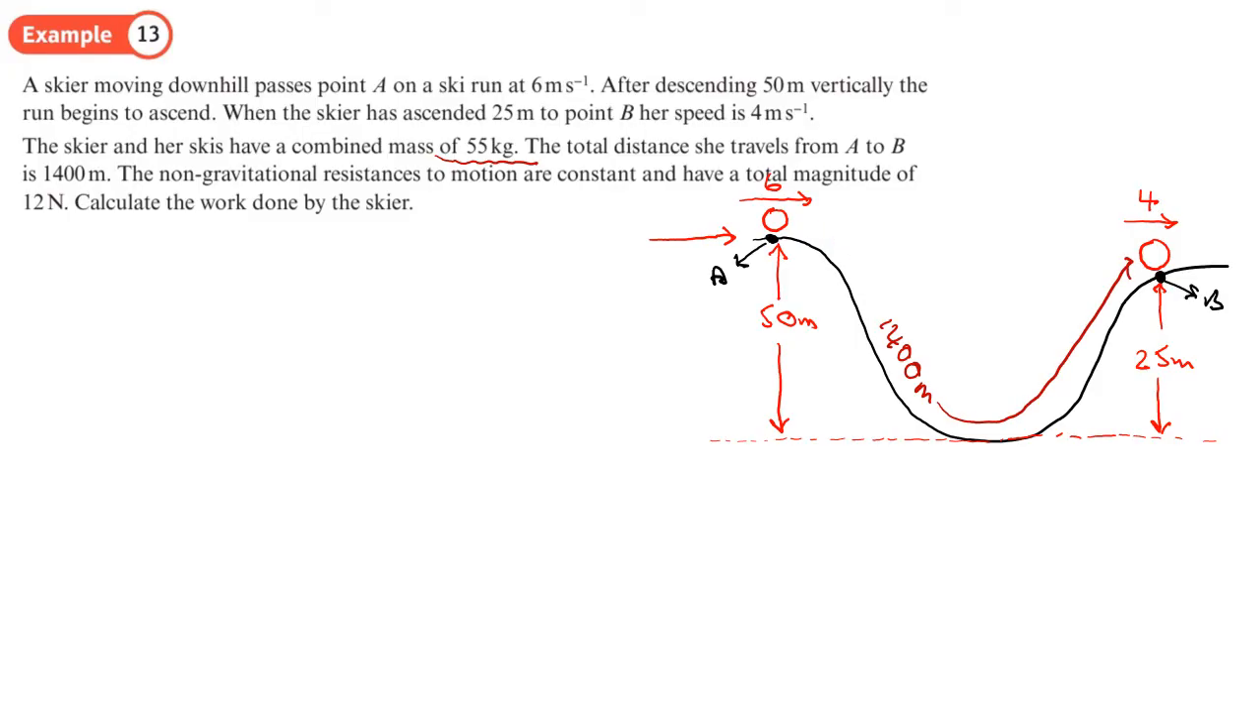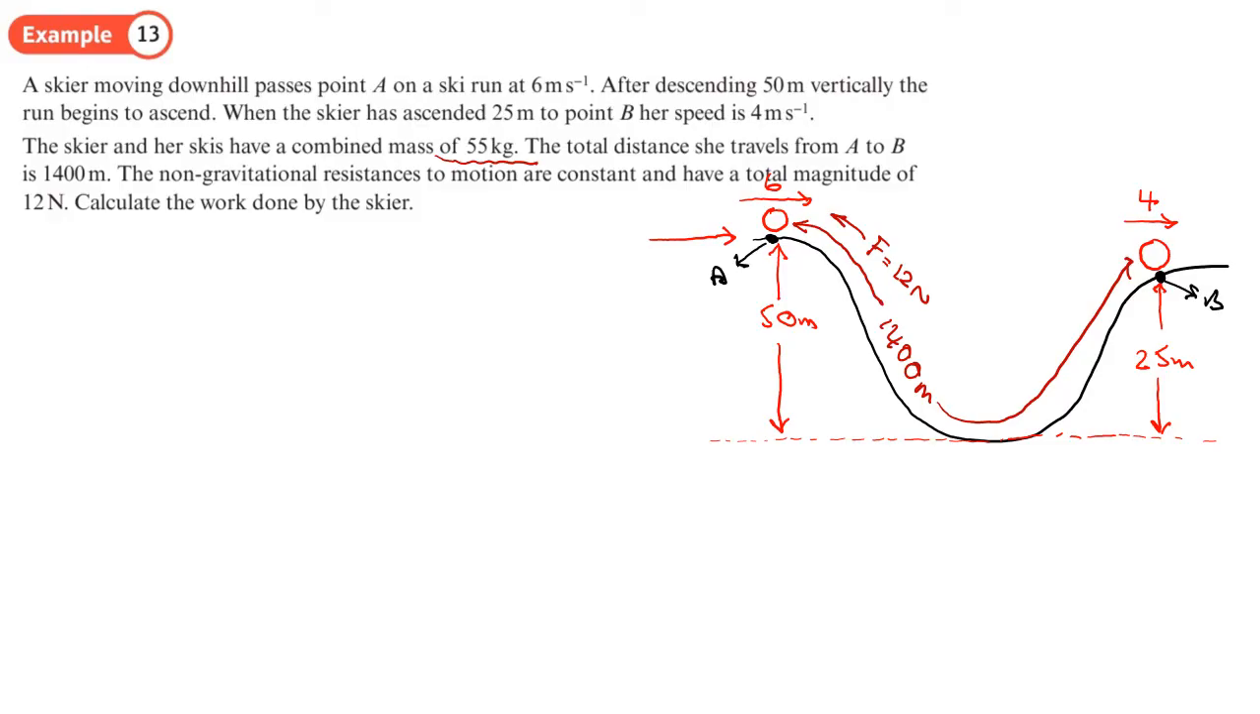So I shouldn't have an arrow there like that. It's going to be like that. That's the total distance they travel. So maybe work done, force times distance, is going to help. The non-gravitational resistance to motion has a total magnitude of 12 newtons. So our frictional force, we'll call F, is 12 newtons, which is acting against the skier. Calculate the work done by the skier.